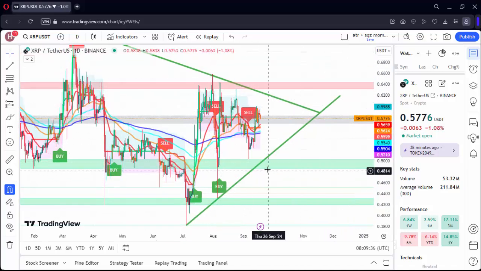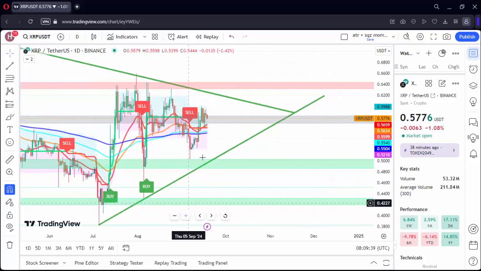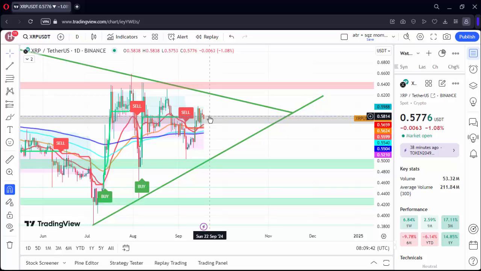We are approximately around 0.58. We have a resistance above. Let's talk about it. 0.63 resistance below. We have 0.50 support as our support.